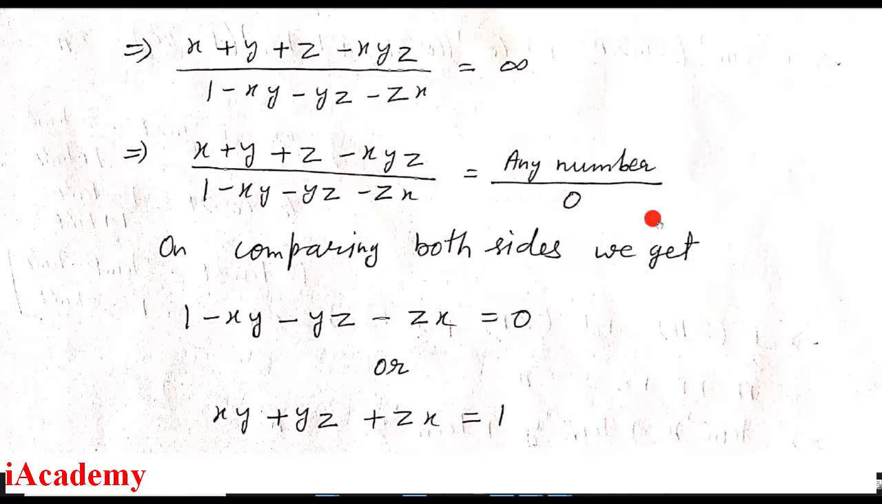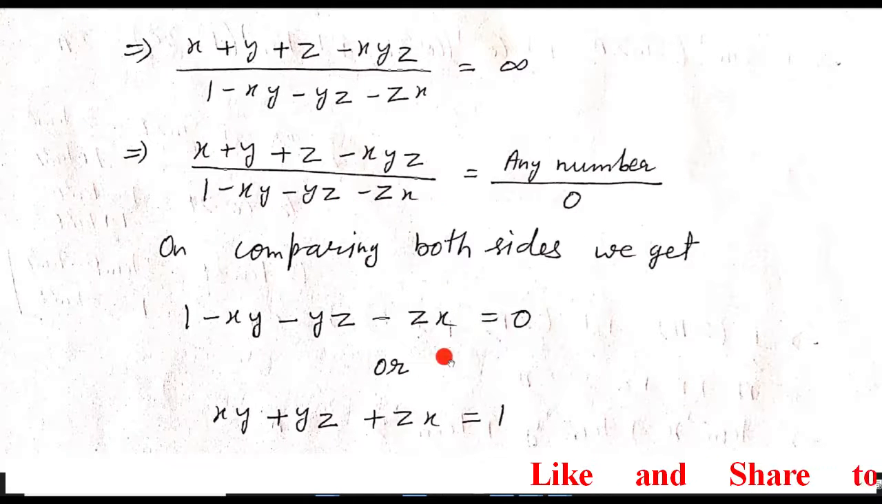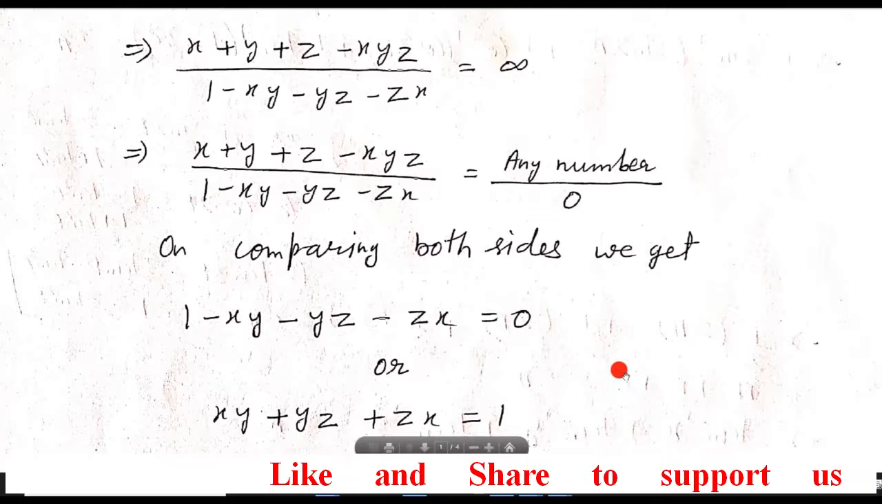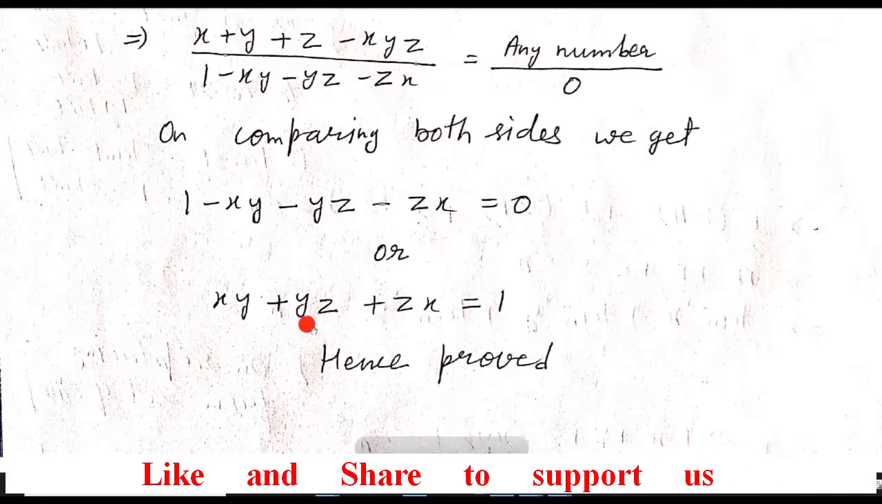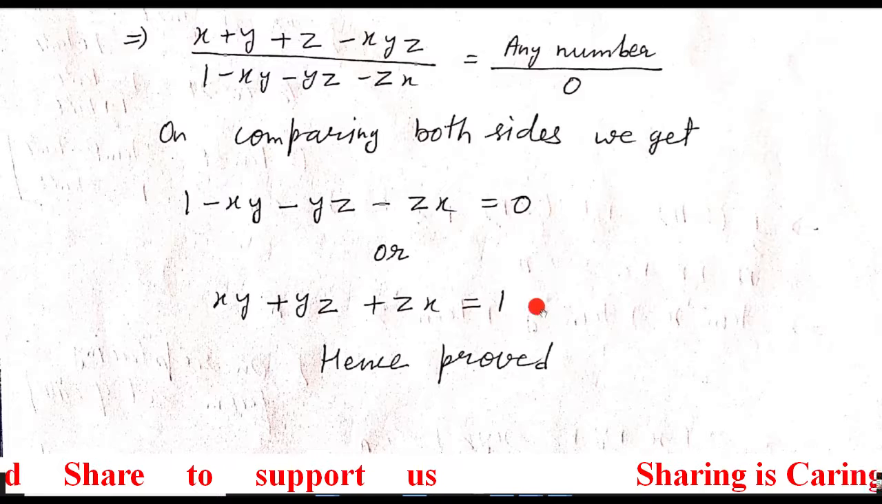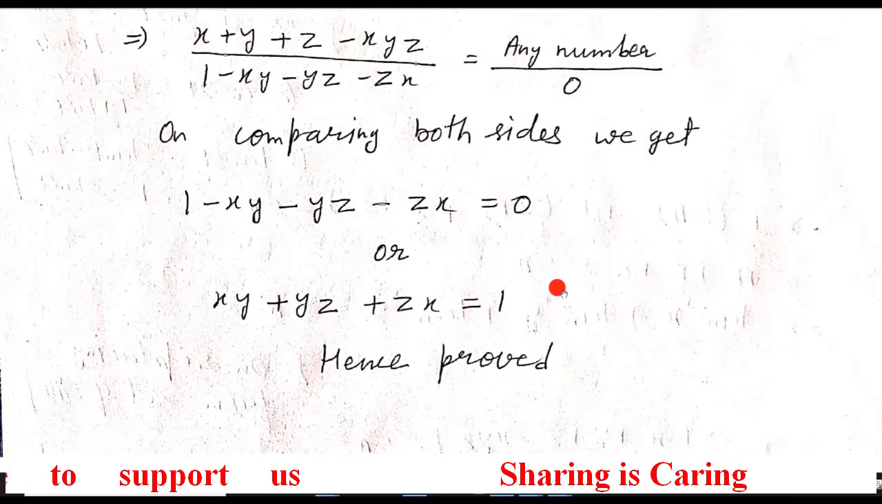You can avoid this step. After this you can directly write this. I wrote it only to explain why we got the denominator equal to 0. Now we'll shift all these negative terms to the other side, so that gives us positive xy plus yz plus zx equal to 1. That is our required thing in the question. Hence this question is completed.